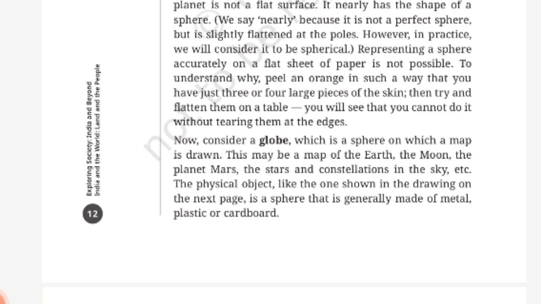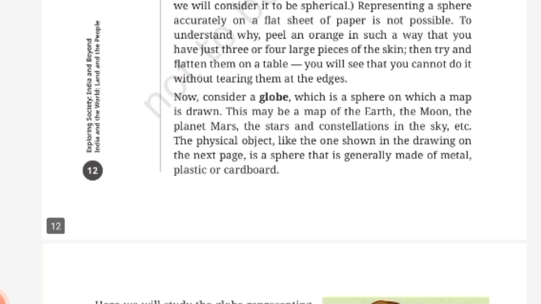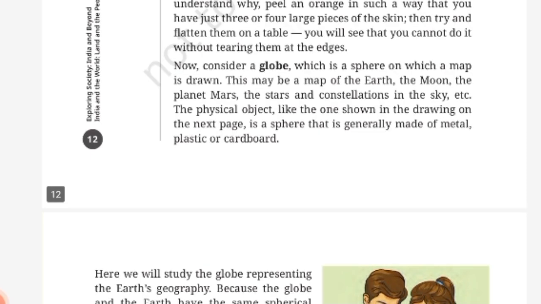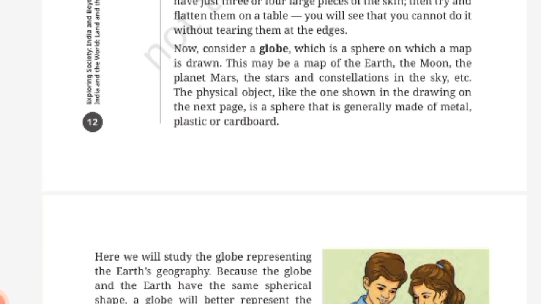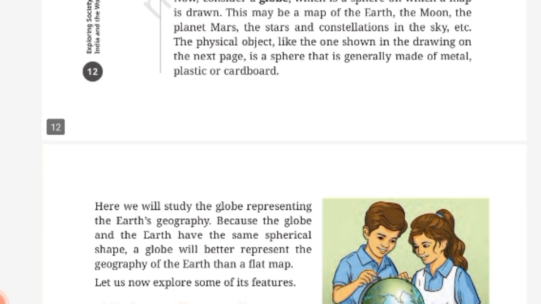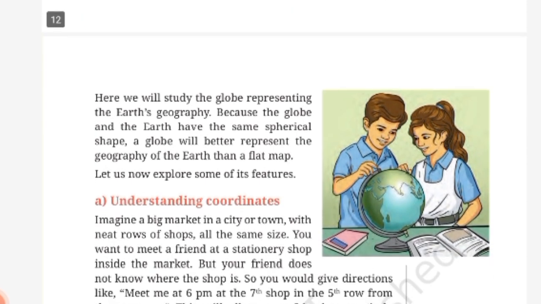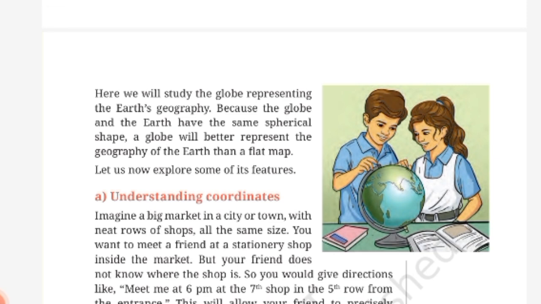Now consider a globe, which is a sphere on which a map is drawn. This may be a map of the earth, the moon, planet Mars, stars, and constellations in the sky, etc. The physical object, like the one shown in the drawing on the next page, is a sphere that is generally made up of metal, plastic, or cardboard. Here we will study the globe representing the earth's geography because the globe and the earth have the same spherical shape.